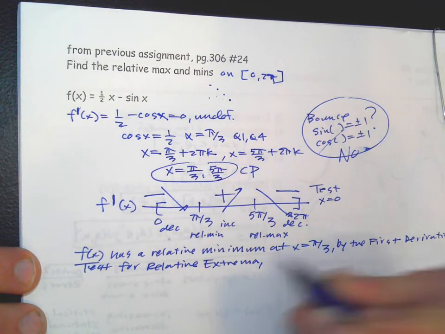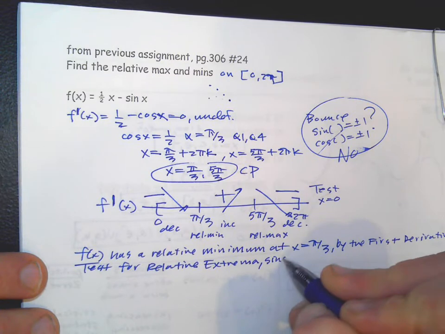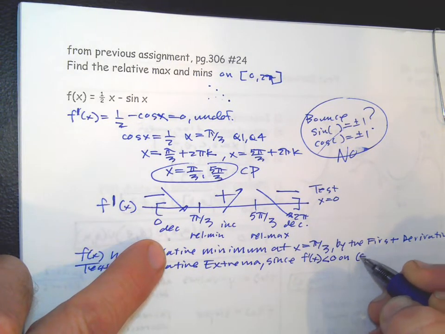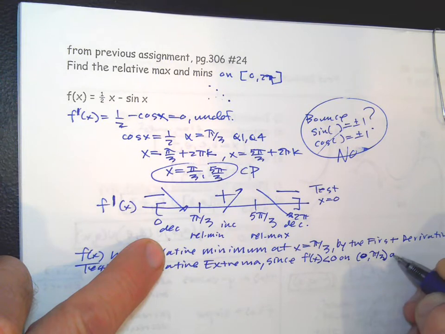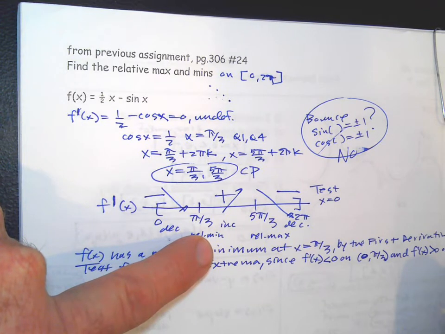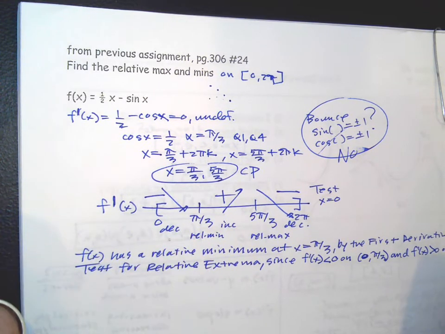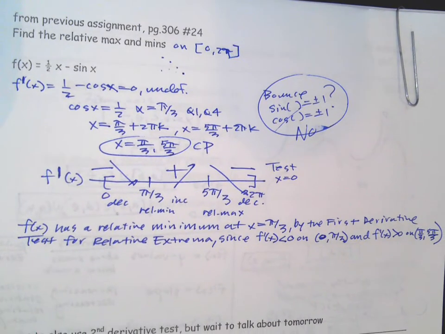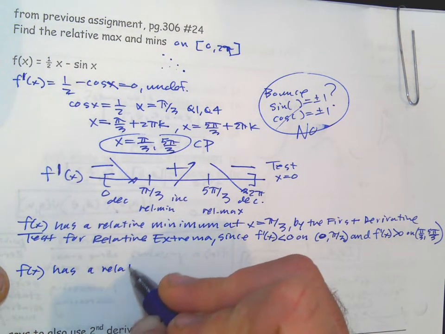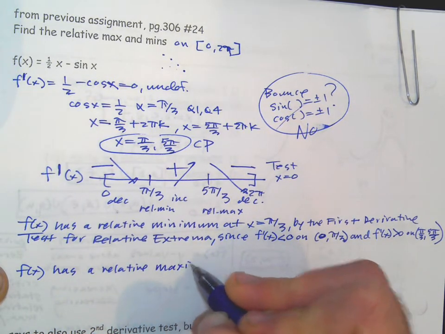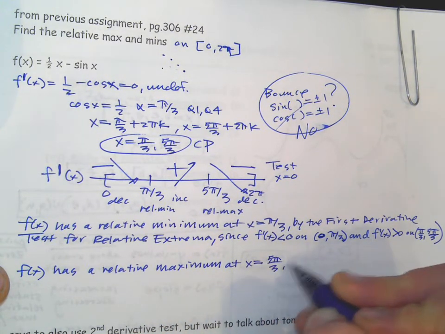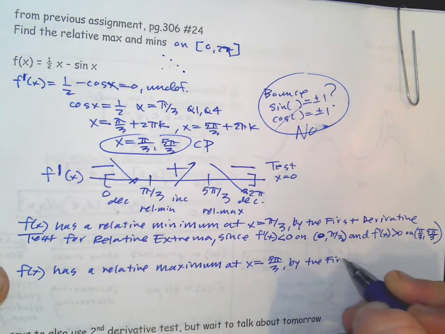And then naming it's not enough. You got to explain how it works, since f prime of x is negative on the left. We could just say 0 to pi over 3. And f prime of x is positive on the right. So it's pi over 3 to 5 pi over 3. That would be a really good, thorough answer with justification. And you could say f of x has a relative maximum at x equals 5 pi over 3 by the first derivative test.